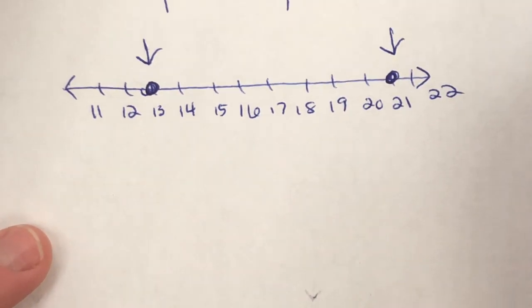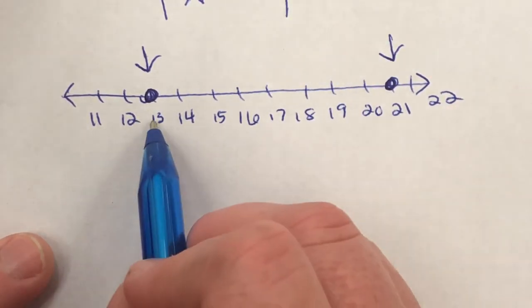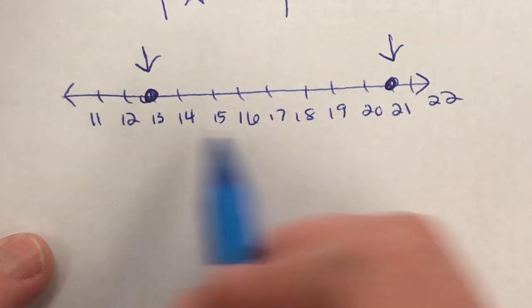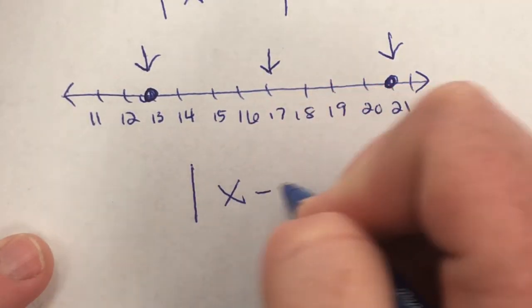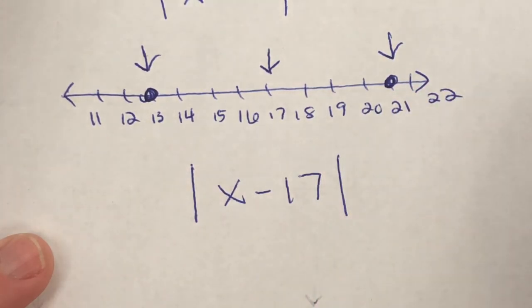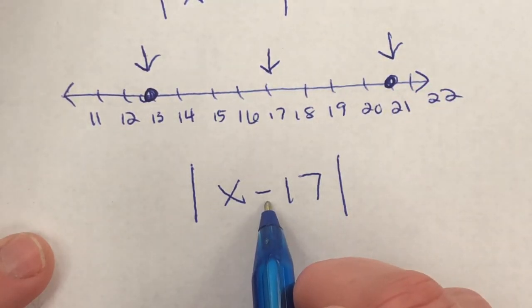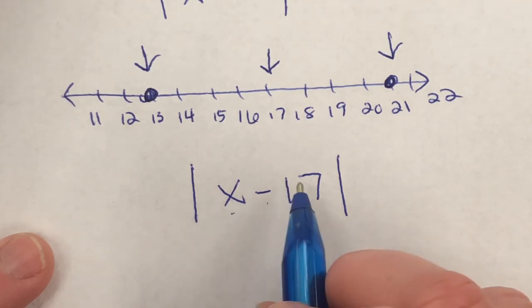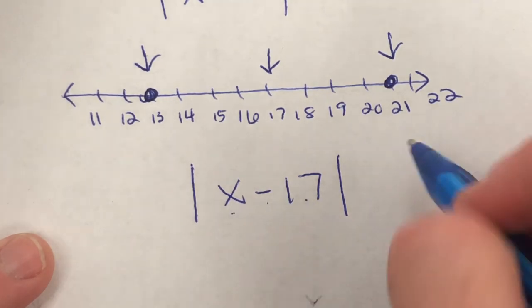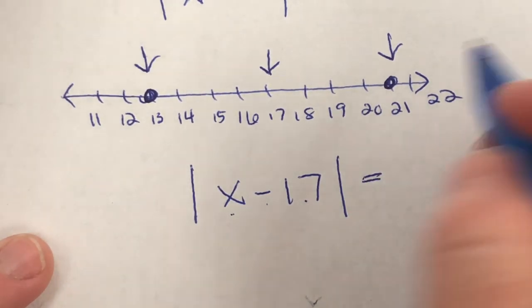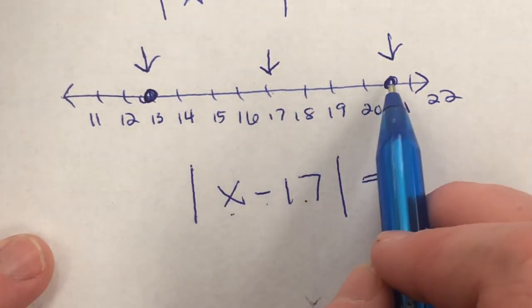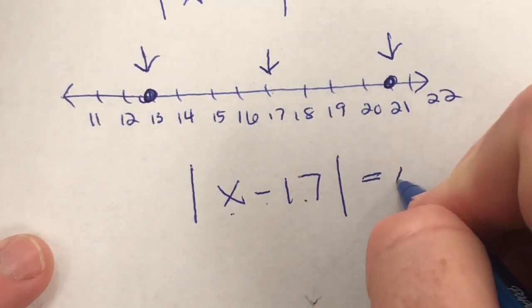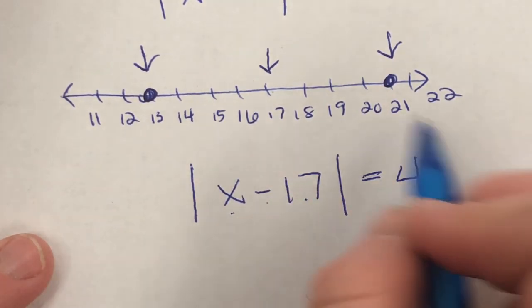So what's the midpoint between 13 and 21? If we add 13 and 21 together, we get 34. And the midpoint, if you divide 34 by 2, you get 17. So we'd write x minus 17 in absolute value. The distance between our solution and the number 17 on a number line equals how many units? So to get from 17 to here, it's 1, 2, 3, 4 units. 17 to here is 1, 2, 3, 4 units. So this would be my equation, okay?